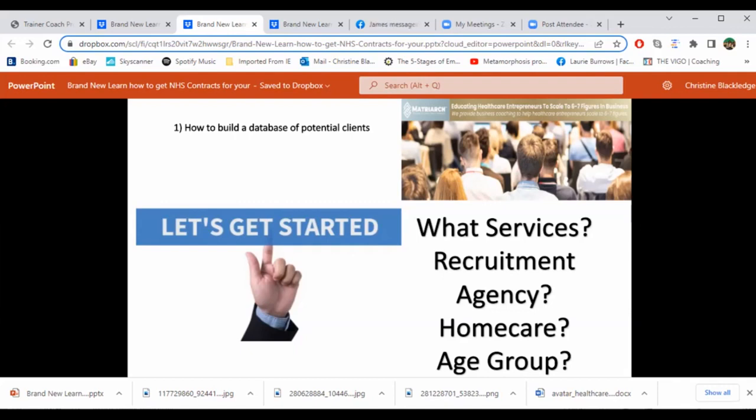So are you going to start a recruitment care agency? Are you going to start a home care agency? Are you going to start supported living? Will you provide a semi-independent unit? You don't need to be registered with the CQC to provide a semi-independent unit to young persons. So what age group will you be serving? You need to ascertain that before you look at providing that particular service.